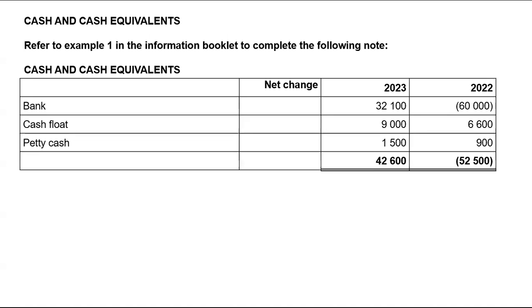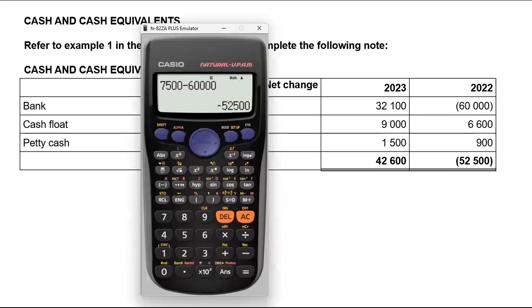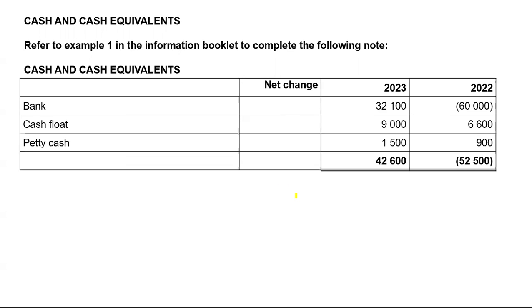Okay, let's see what I mean by that. You will simply take, as I've said, that 32,100 minus 60,000. And the movement for bank will be 32,100, which is a cash inflow, which resulted in us having a positive balance of 32,100. And that will be 92,100.